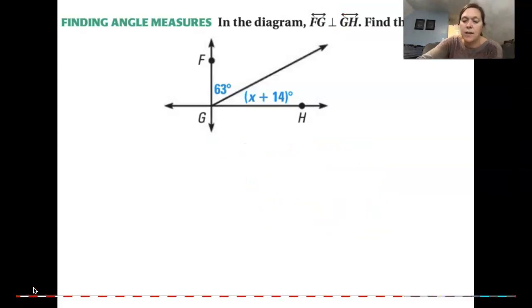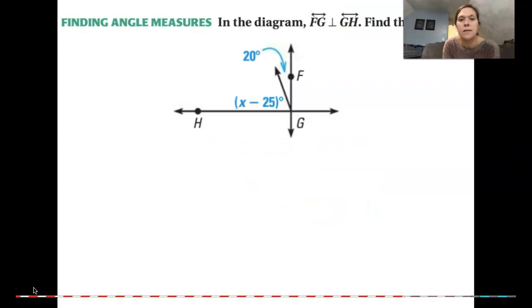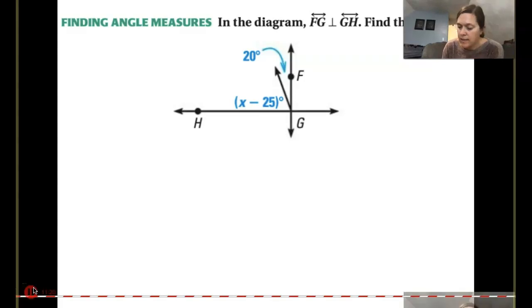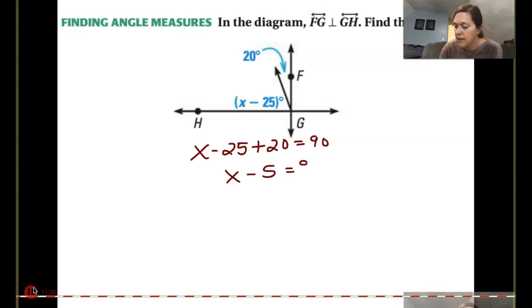All right, let's try another one of those. Solve for x. So again, hopefully you did x minus 25 plus 20 equals 90. Combining like terms gets you x minus 5 equals 90. So x is equal to 95. That would have been your final answer.